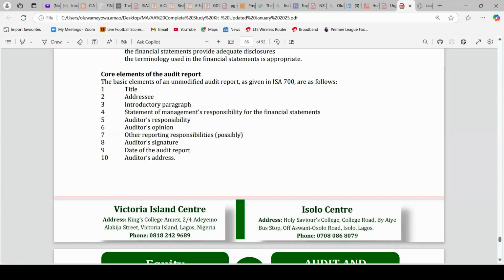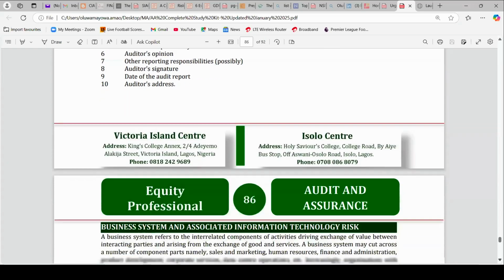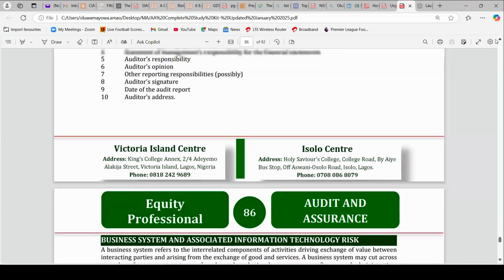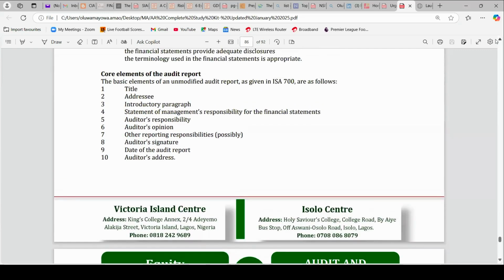So the last standard we'll look at today, which speaks to audit report, is ISA 701. Now, ISA 701 is an audit report that has key audit matters. ISA 701 speaks to audit report that has key audit matters.